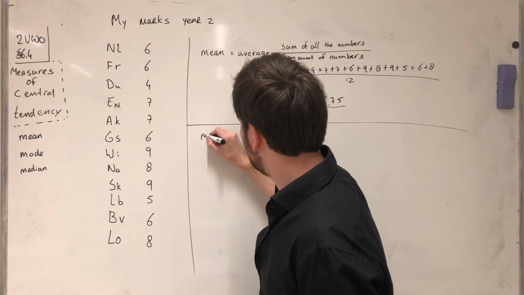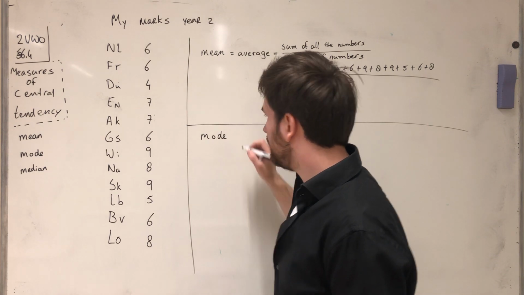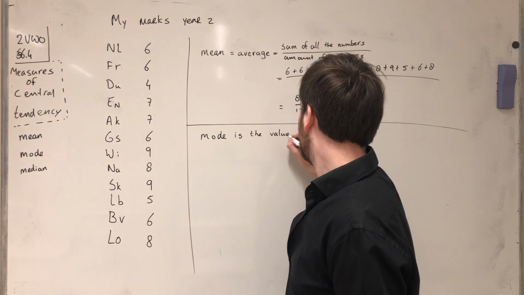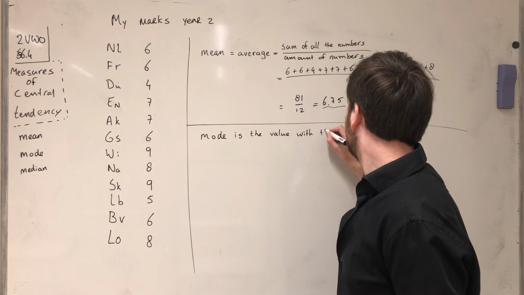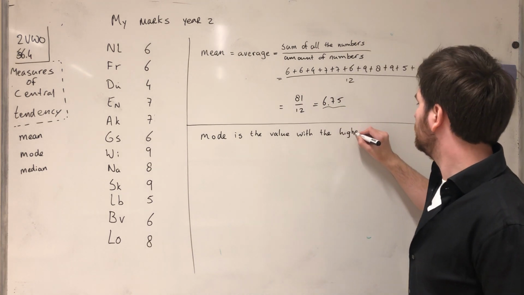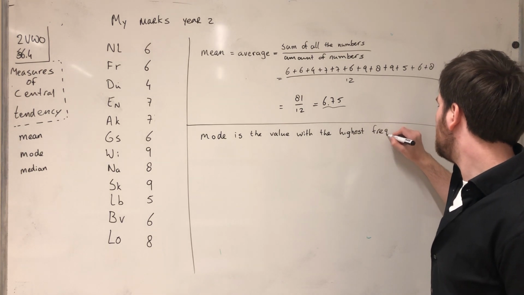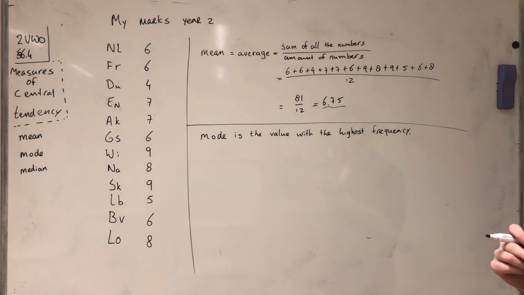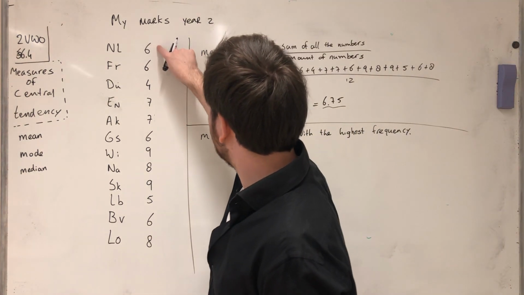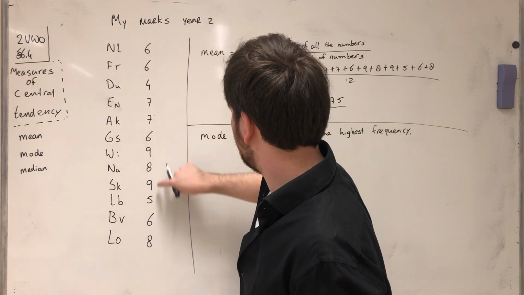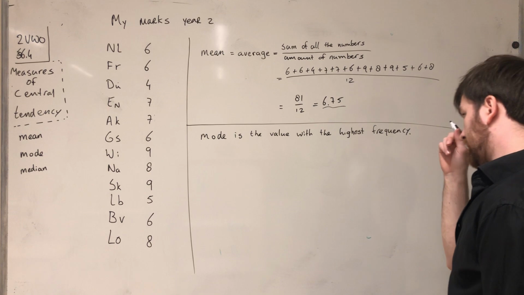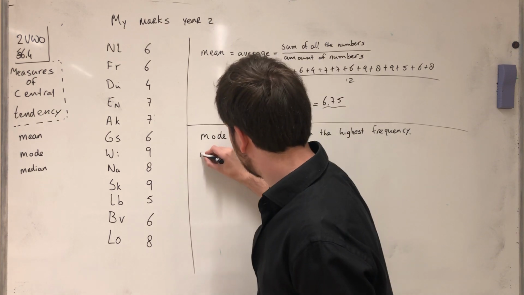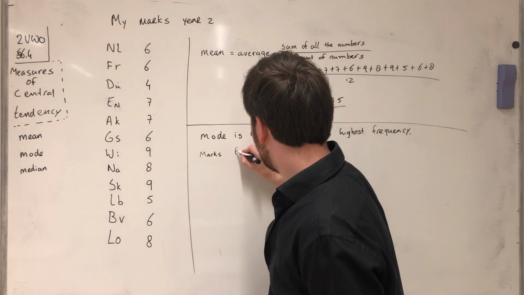The easiest measure of central tendency is the mode. And the mode is the value with the highest frequency. So maybe you can already figure it out for yourself. There's a 6 over there, there's another 6 over there, a third one. So if I make a small frequency table, that might be useful to find the mode. Sometimes it's already given. So let's look at my marks, then the frequency of them.